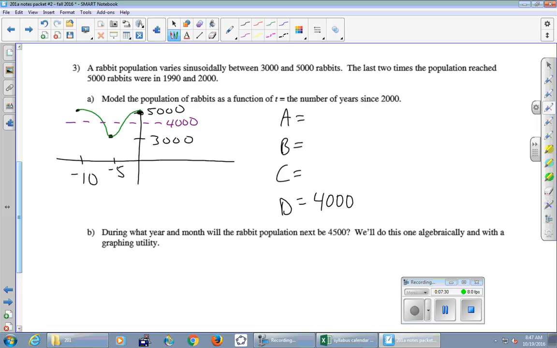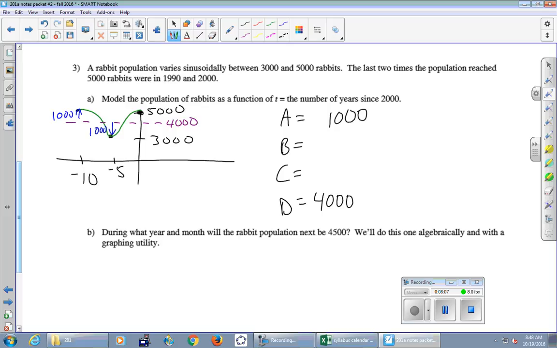Let's now move to the amplitude A. The amplitude is the vertical stretch. It's how far from the middle to get to the top or bottom. What is it? Is it 2,000? It's how far from the middle? It's 1,000, right? How far from the middle to the top or the bottom? 1,000. Okay, that's fine.